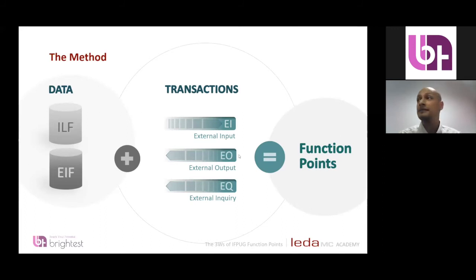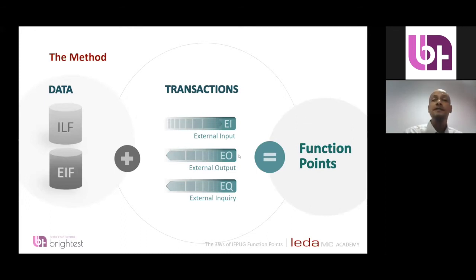And now the complexity of these transactions is made out of, once again, DETs, data element types. Once again, the attributes used in those transactions, the ones that the end user can see in a page, in a web page, for example. And the second one is the FTRs. Those are the file type references.